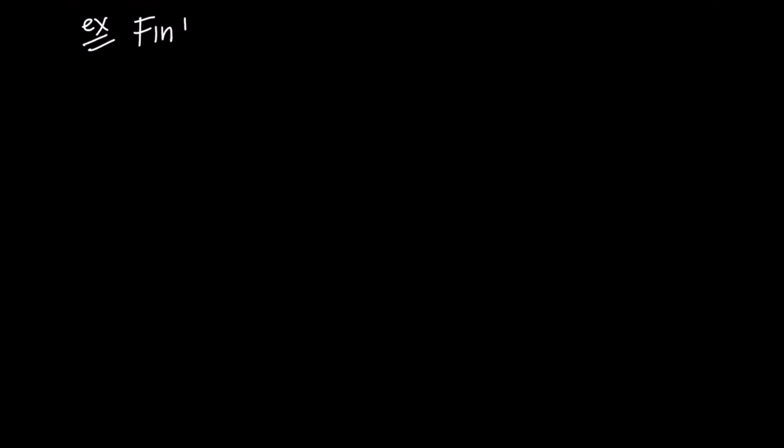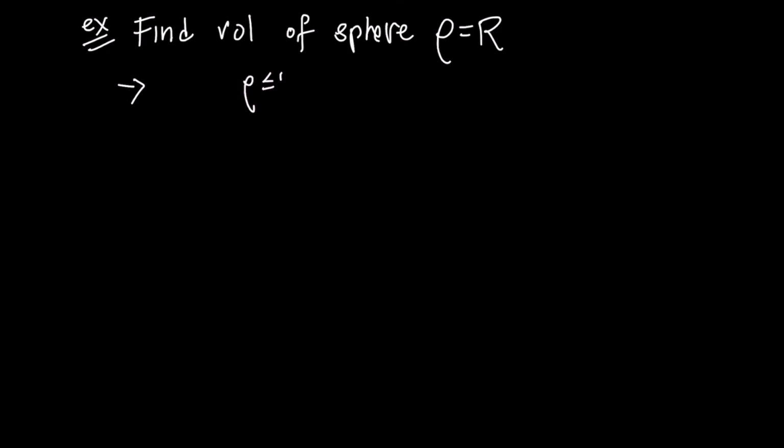So let's take a look at the evaluation of triple integrals in spherical coordinates. Let's find the volume of a sphere that has a radius of capital R. This means that our radial value will go from 0 to R. Angular value is free to roam from 0 to 2 pi. Our polar angle will be free to go from 0 to pi.